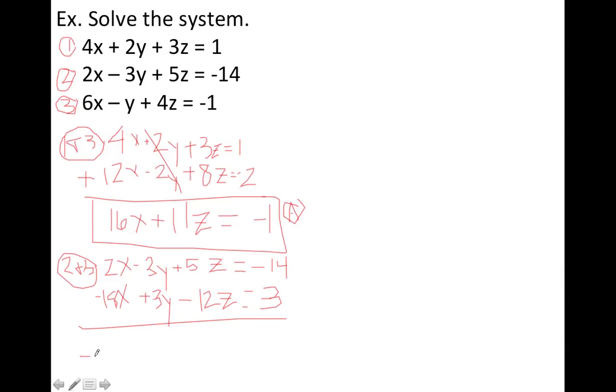And we get negative 16x. Our y's eliminate. And we'll have negative 7z equals negative 11. And this equation here will be b. Okay, so we went from 3 variables to 2 variables. Now we have to eliminate another variable by adding up equations a and b.